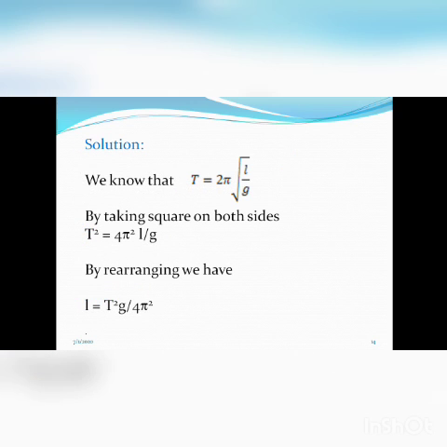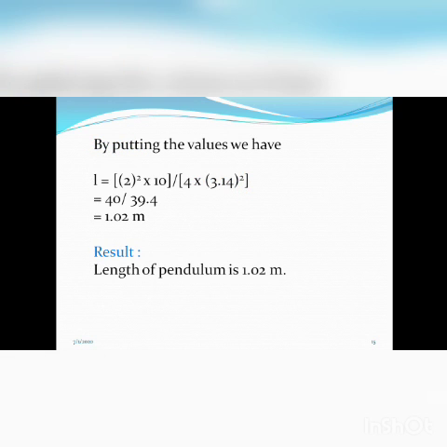Okay, solution. We know that T is equal to 2 pi under root L over g. By taking square on both sides, T square is equal to 4 pi square L over g. By rearranging, we have L is equal to T square g over 4 pi square. By putting the values, we have the final answer 1.02 meter. The length of the pendulum is 1.02 meter.